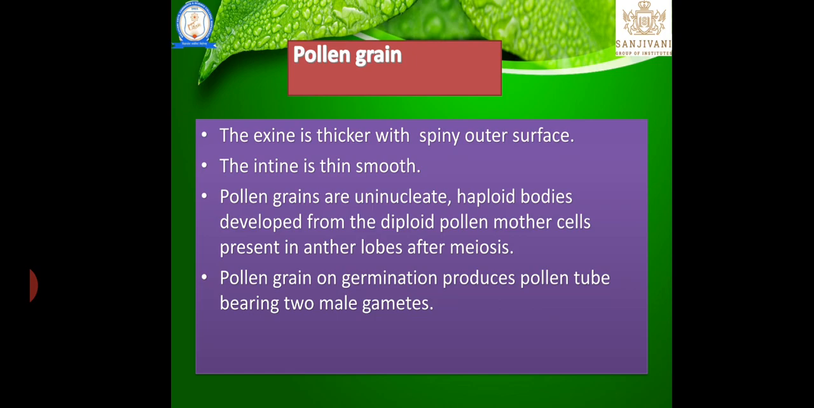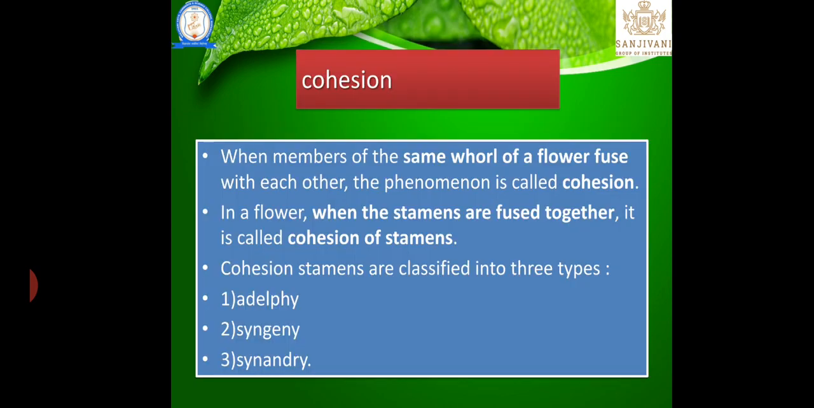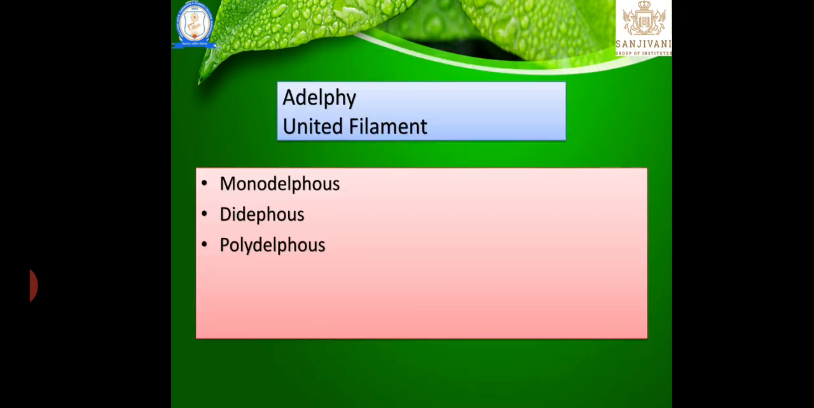Pollen grain on germination produces the pollen tube bearing two male gametes. Cohesion: when members of the same whorl of a flower fuse to each other, that phenomenon is known as cohesion. When stamens are fused together, that is known as the cohesion of stamens. They are classified as adelphy, syngeny and synandry.